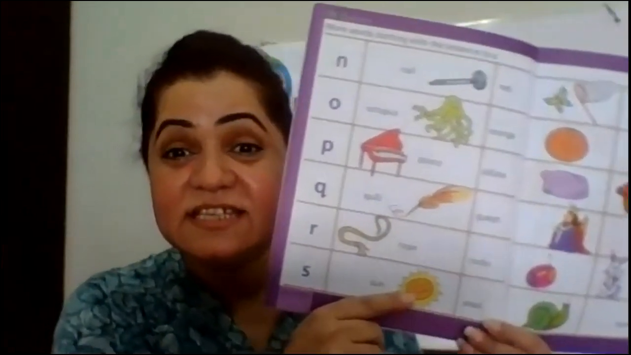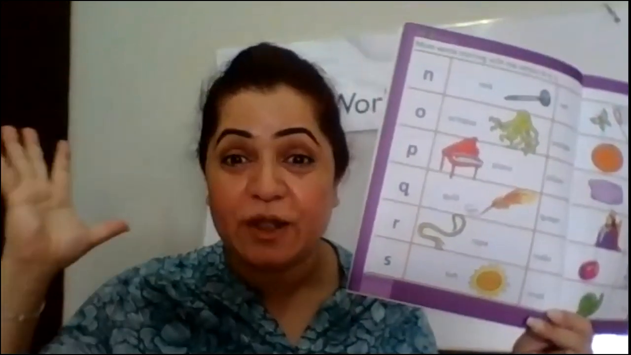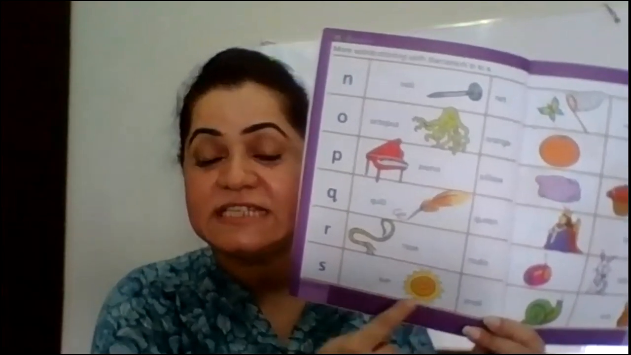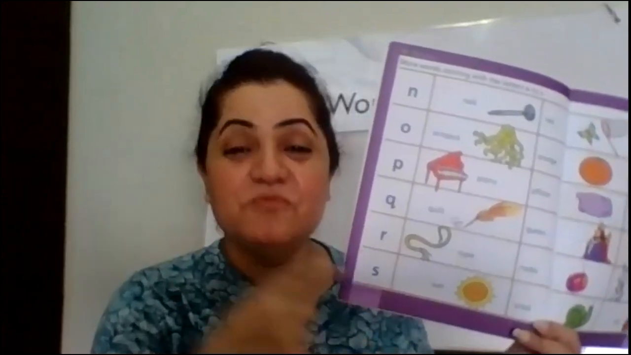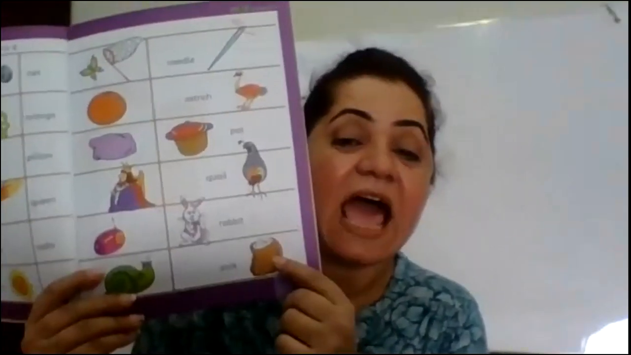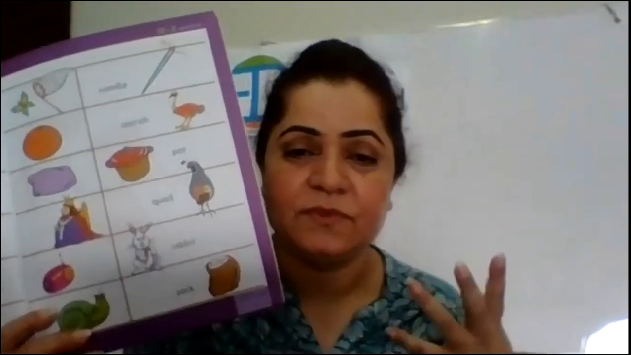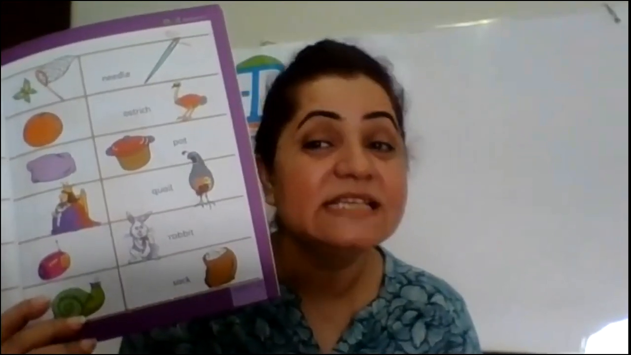And then what do we have at the end is S. Sun, the biggest star of our solar system. Remember? Huge fireball, hot. All the planets move around the sun, remember? Then we have snail, and at the end we have a sack. A sack in which we put grains, right? So that is called a sack.